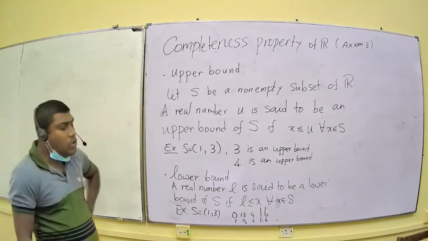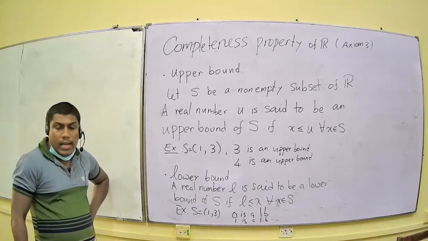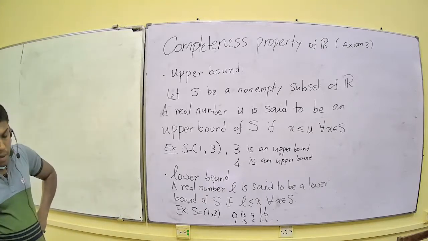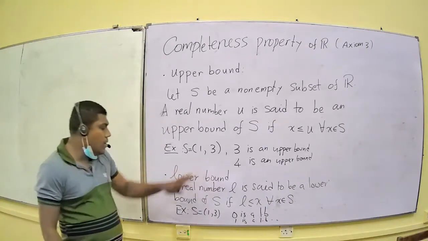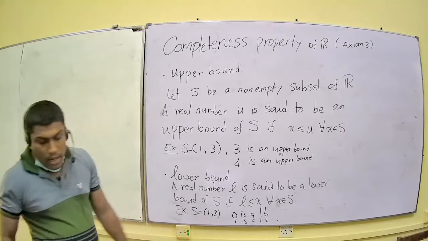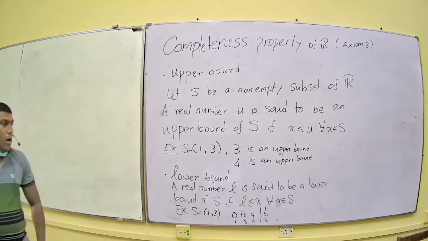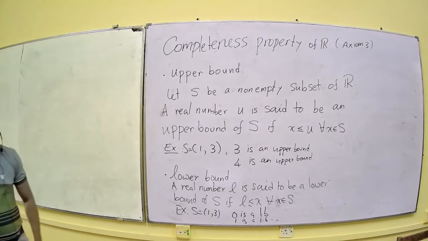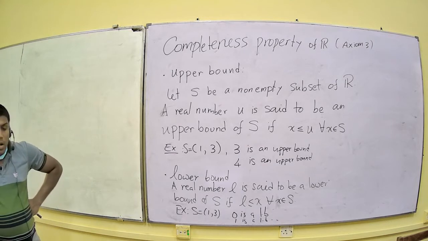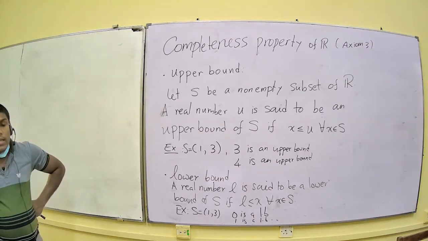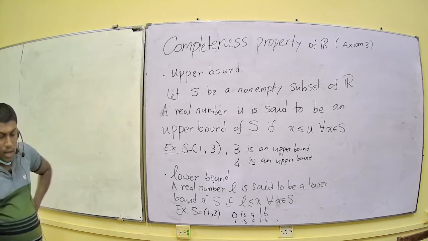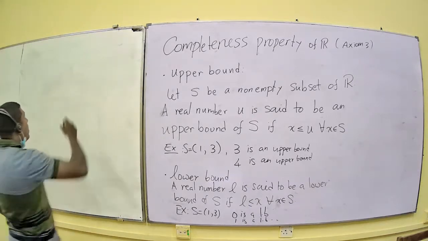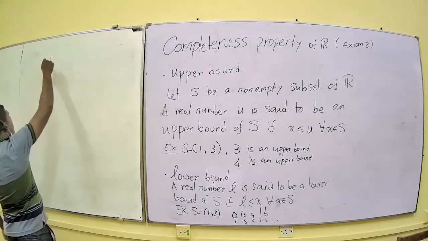Okay, so once you know there is an upper bound and a lower bound, I gave you an interval here, so there are upper bounds and lower bounds for the same interval. But you should know that not every subset of real numbers has an upper bound or lower bound.